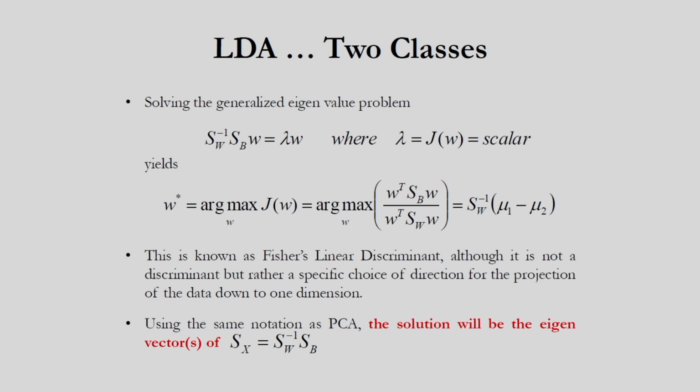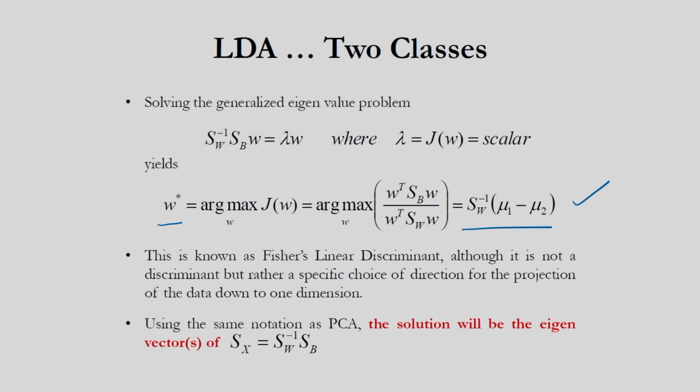Corresponding to this, if I consider this eigenvalue problem, I can determine the vector W, that is the projection vector. So this W star I can determine, that is nothing but SW inverse times (mu1 minus mu2). Here you can see I am determining the best projection direction, the optimum projection direction W star. This is known as Fisher's linear discriminant.